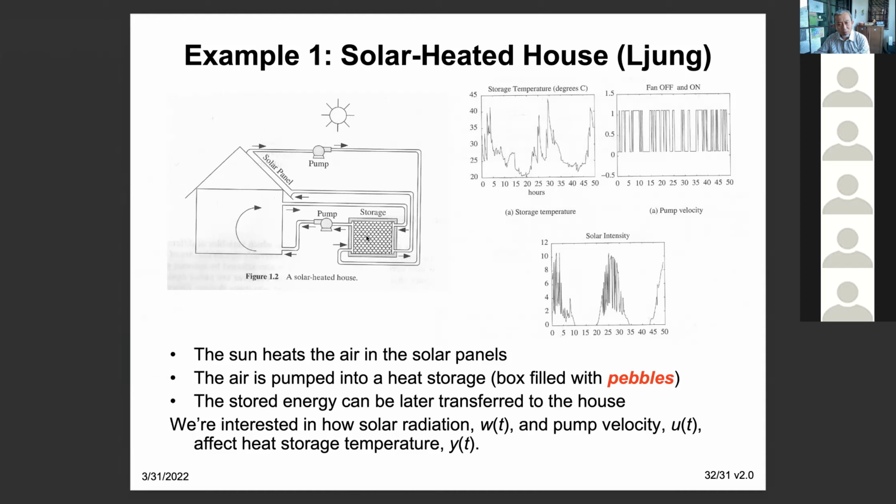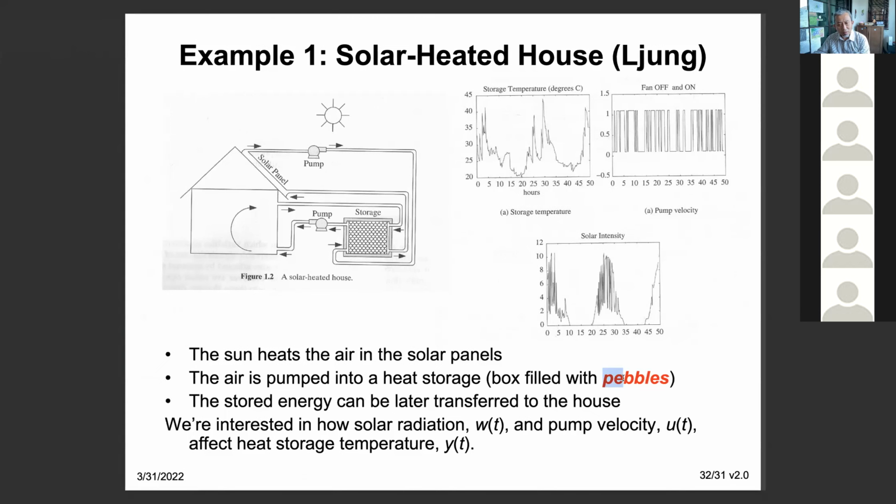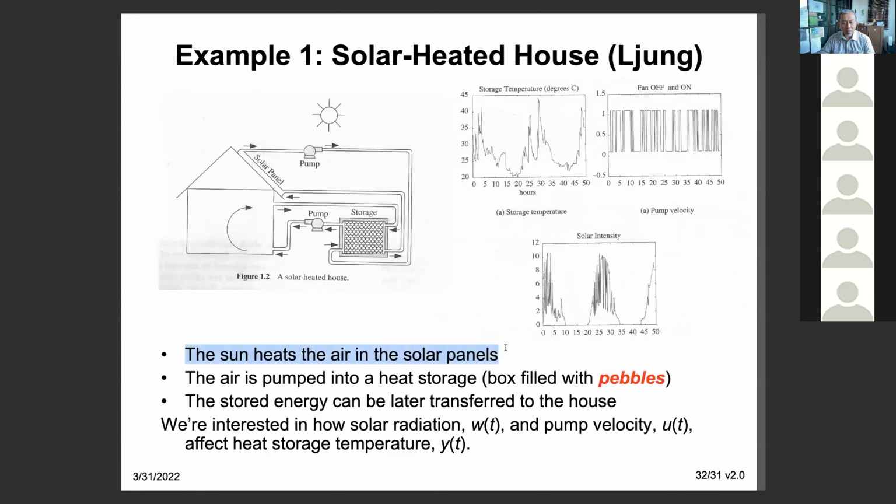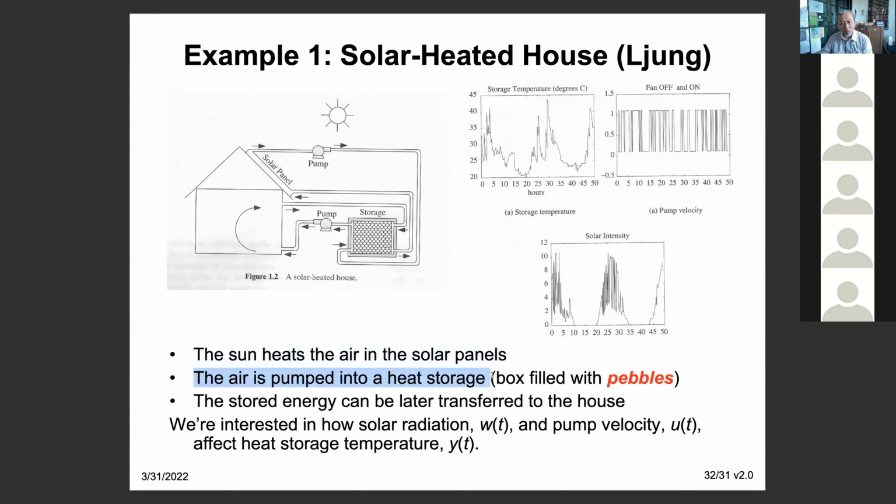So usually the storage consists of pebbles, river rock, able to store the heat inside the stone or the pebbles, and then will warm the water that will be pumped and circulated around the house. So the sun hits the air in the solar panels, and the air is pumped into the heat storage. The pebbles will absorb the heat, and then the stored energy can later be transferred to the house. So in this case, if you want to model the system, what is the data under concern? The data under concern is how solar radiation, omega T, and pump velocity, U of T, affect the heat storage, which is Y of T.